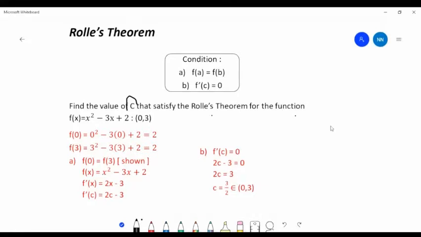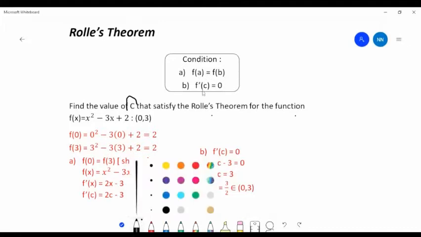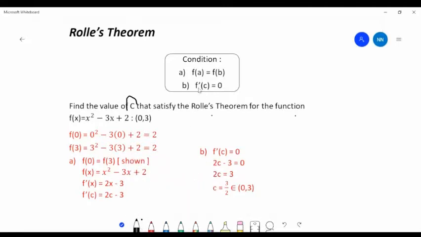So in Rolle's theorem, there are two conditions that have to be satisfied. The first one is f(a) equals f(b), and the second one is f'(c) equals 0. So let's move to the question. The question is: find the value of c that satisfies Rolle's theorem for the function f(x) equals x squared minus 3x plus 2 in the interval of 0 and 3. So the problem is we need to find the value of c that satisfies Rolle's theorem in this condition.